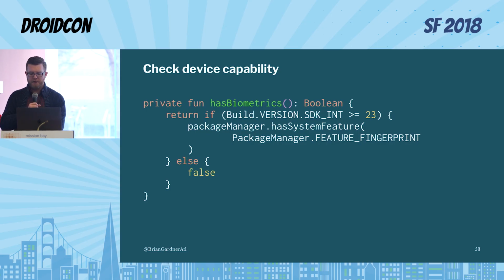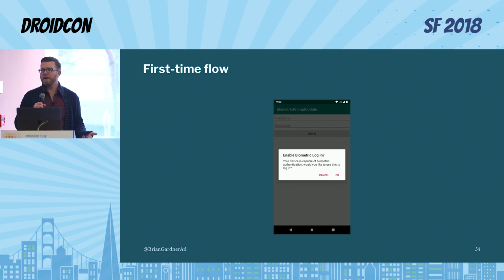If they do have the feature, you're going to basically want to prompt them to use the biometrics. You'll basically say, hey, you have a fingerprint reader or maybe Face ID or something. Do you want to use that instead to authenticate? So if they click cancel, no harm. You just, again, send them to your landing page.